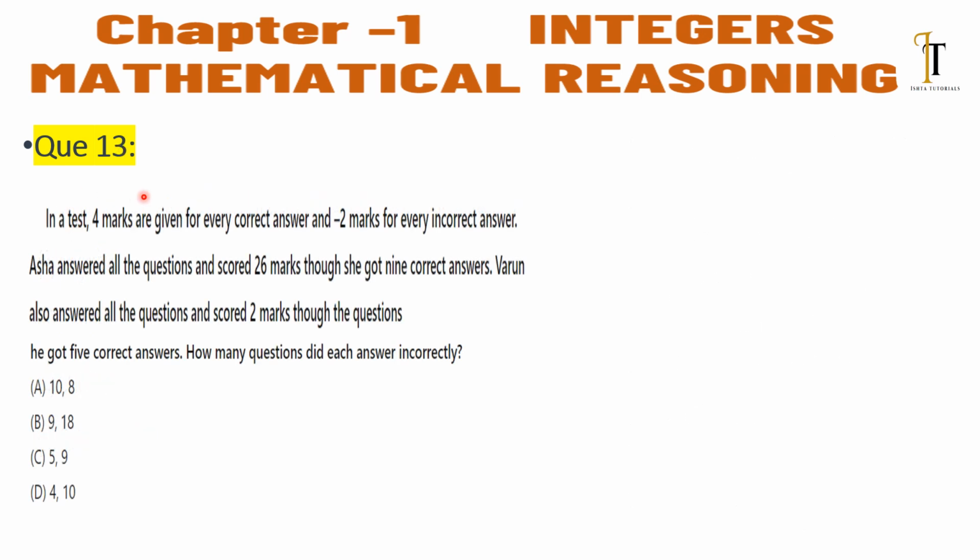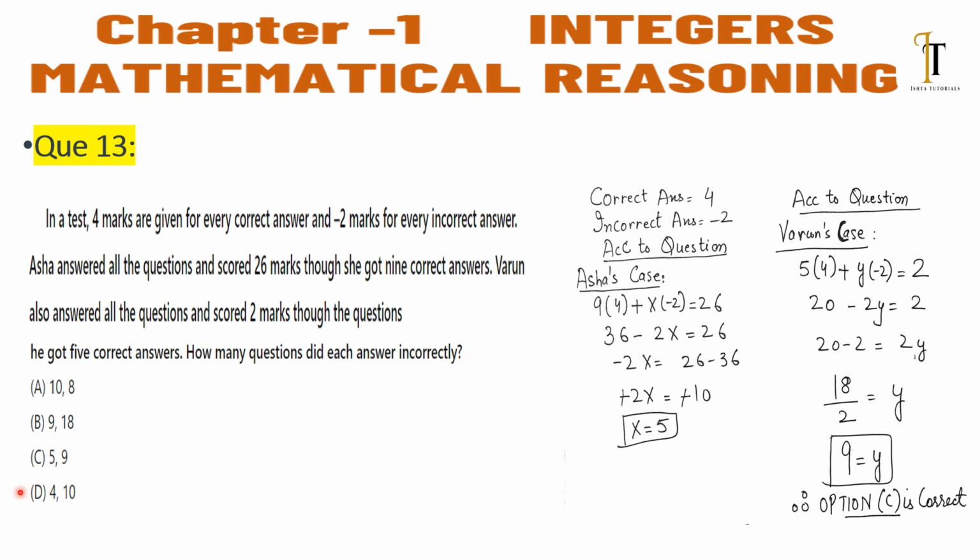Question number 13. In a test, 4 marks are given for every correct answer and minus 2 marks for every incorrect answer. Asha answered all the questions and scored 26 marks, though she got 9 correct answers. Whereas Varun answered all the questions and scored 2 marks, though he got 5 correct answers. You need to find how many answers each got incorrect. Students, it's good to make equations while solving this type of question.